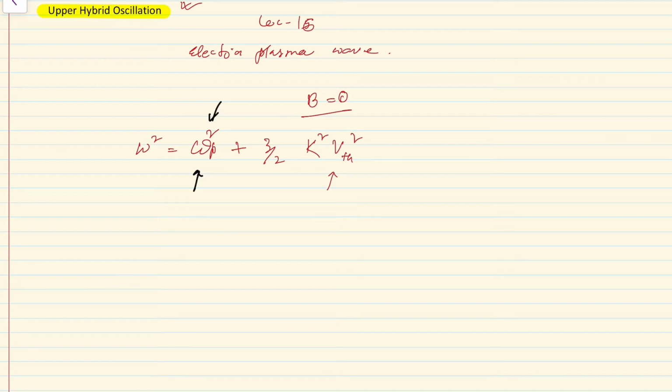hybrid oscillation. That means the oscillation of electrons in presence of a magnetic field. If the magnetic field is applied in the direction perpendicular to the plasma wave, then we will study the behavior of the oscillation. So in that case, for simplicity, we are going to ignore the thermal motion here, and due to application of this magnetic field, we will have a cyclotron frequency omega c. So now let me show you.